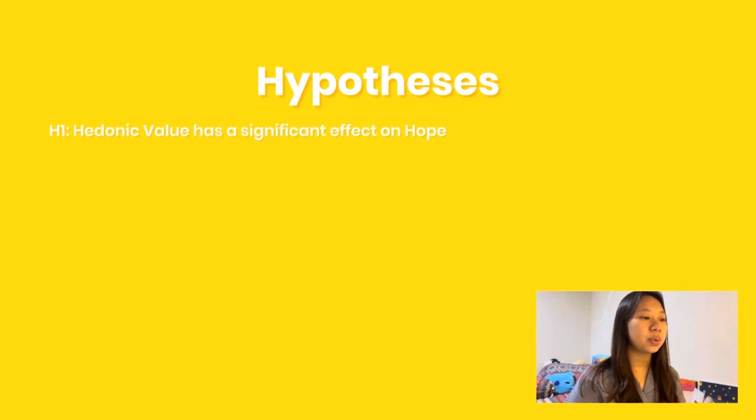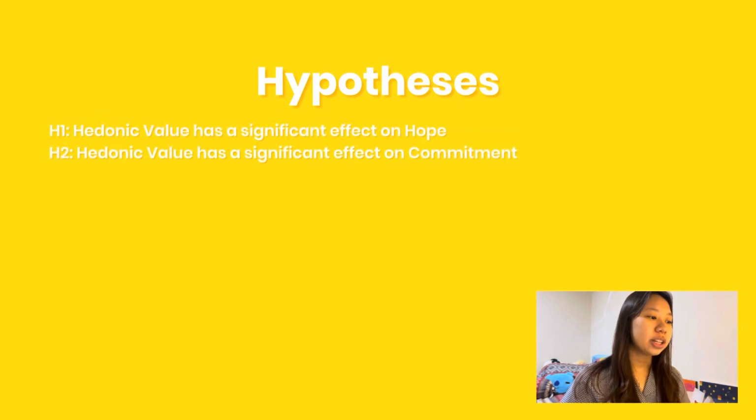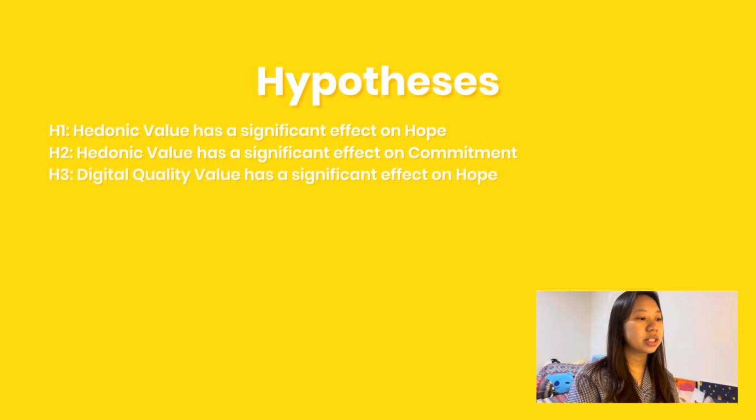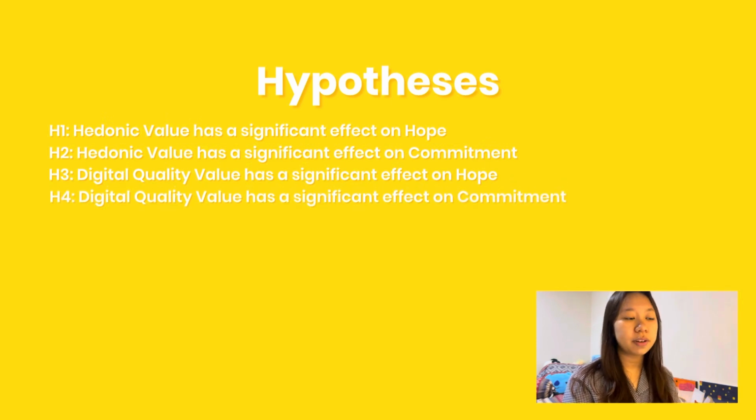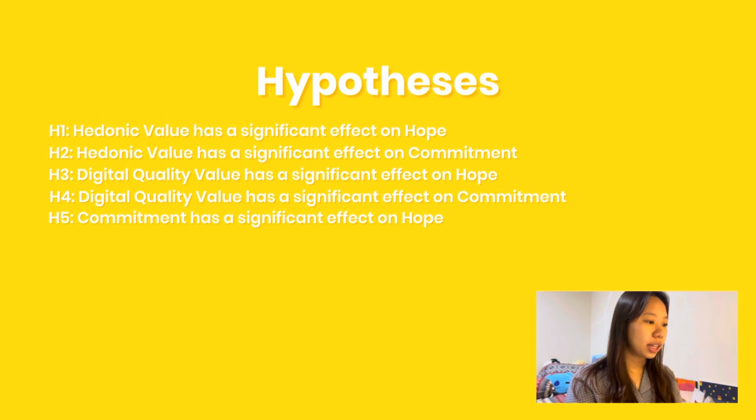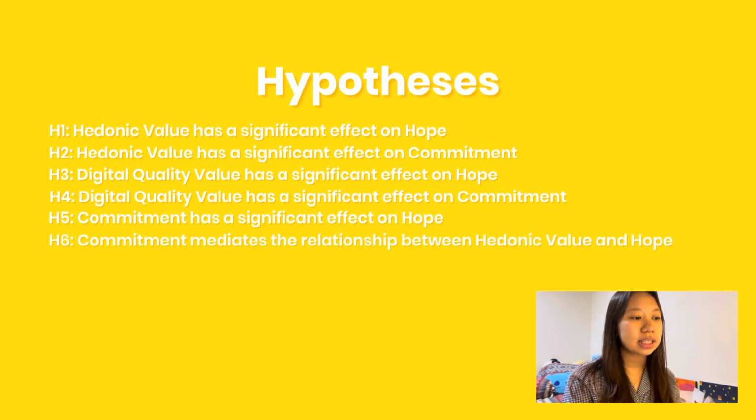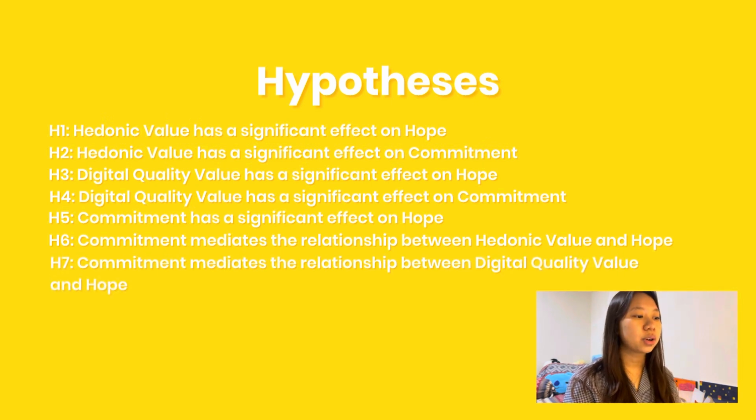The hypotheses here are: H1 is hedonic value has a significant effect on hope, H2 stands for hedonic value has a significant effect on commitment, H3 stands for digital quality value has a significant effect on hope, H4 stands for digital quality value has a significant effect on commitment, H5 stands for commitment has a significant effect on hope, H6 stands for commitment mediates the relationship between hedonic value and hope, and H7 stands for commitment mediates the relationship between digital quality value and hope.